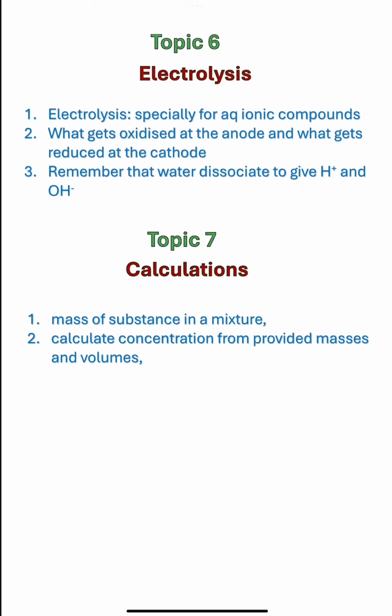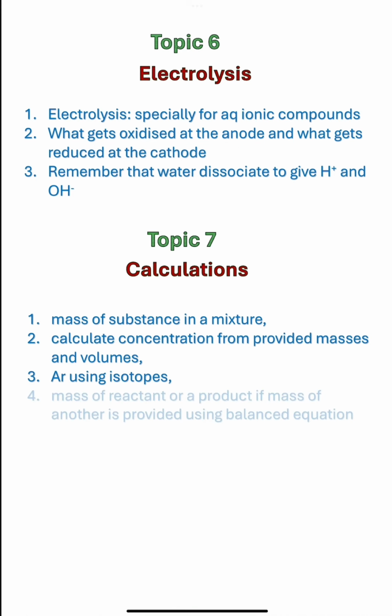So to calculate the concentration in gram per decimeter cubed, it's going to be the mass provided in gram over the volume in decimeter cubed. Usually they're going to provide you with the volume in centimeter cubed, so you have to change it into decimeter cubed before you do the calculation. Sometimes they ask you to calculate the relative atomic mass using different isotopes and their relative abundance. Make sure that you know how to do this calculation.